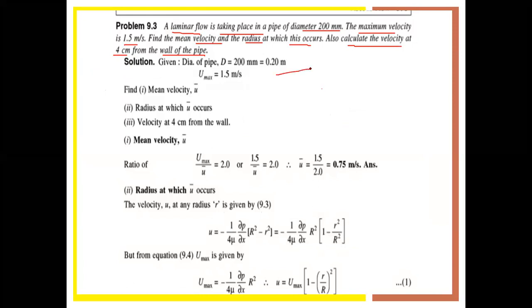Then what is the given data? The diameter of the pipe is given as 200 mm, that is 0.20 meters. Then the maximum velocity, what did he give, u max is equals to 1.5 meters per second. Don't write some other notations. Then what is the thing to find? Mean velocity, u bar. Then what is the next? Radius at which mean velocity occurs and velocity at 4 centimeters from the wall. These three we have to find. So for this one mark, for this 2 marks. So without doing anything, you already got 3 marks, right?